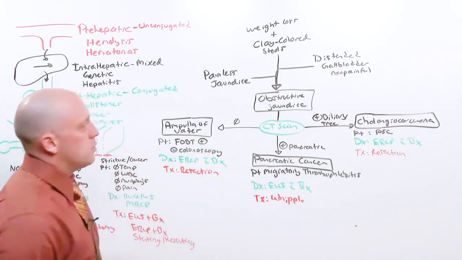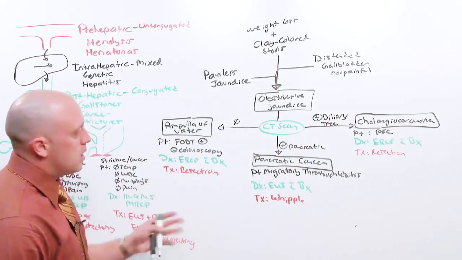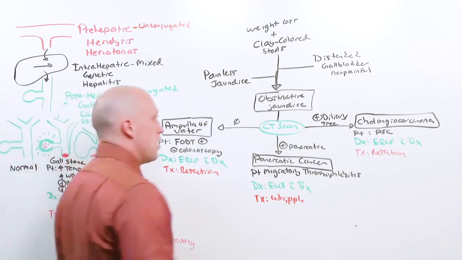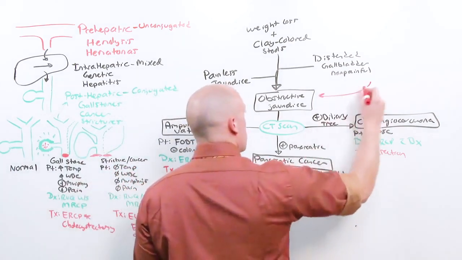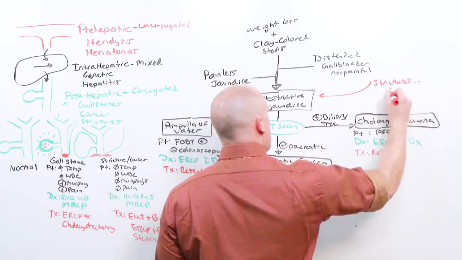Now this whole time, you might instead just have a stricture. We're talking about the different types of cancers. That's going to come up a lot in surgery. But just as a throwback, remember, you might just have a stricture. And strictures can be treated with stenting.